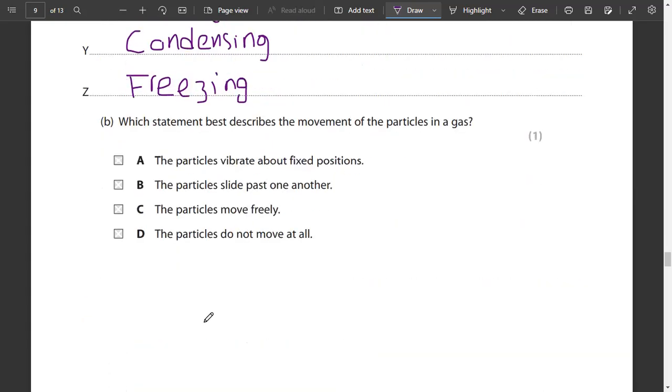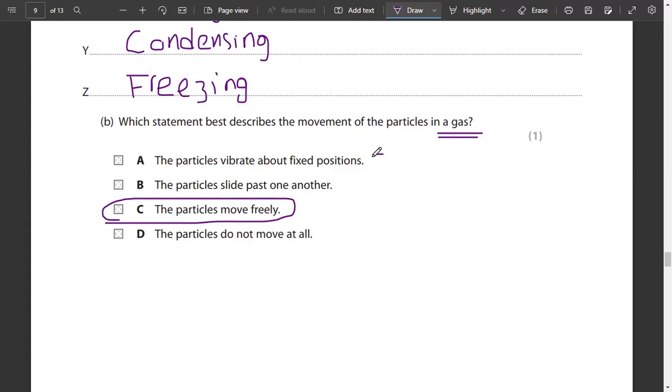Next, you're also going to help me. Which statement best describes the movement of particles in a gas? What would be the answer for this question? A, B, C, or D? If you want to describe the movement in a gas. C. Exactly. आपका आंसर करेक्ट हो जाएगा. C would be your correct answer.